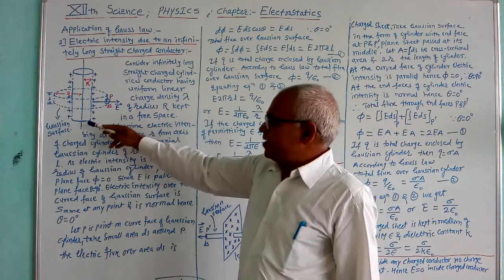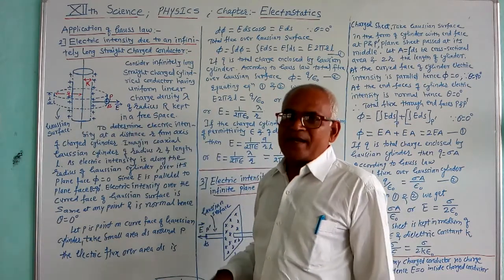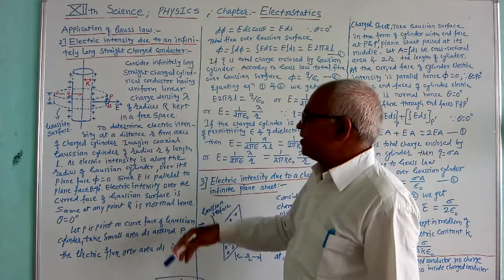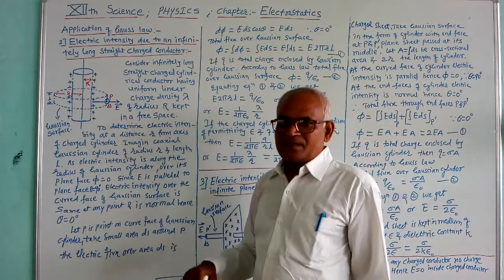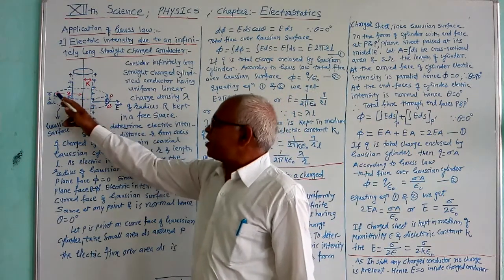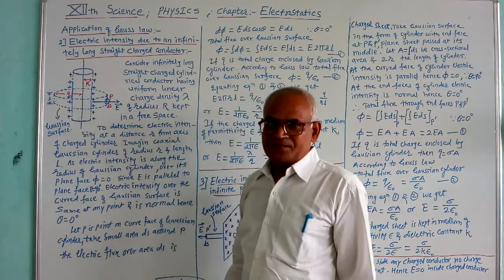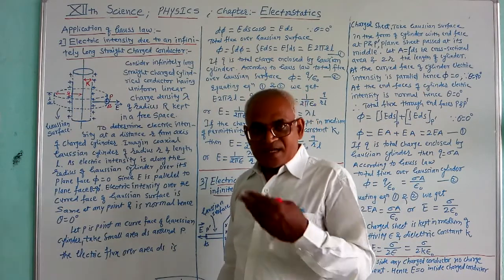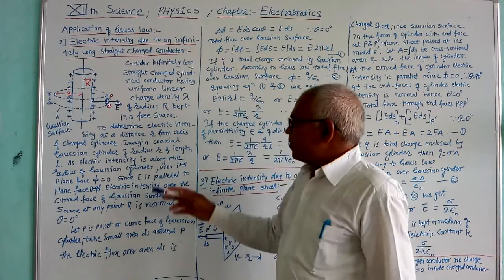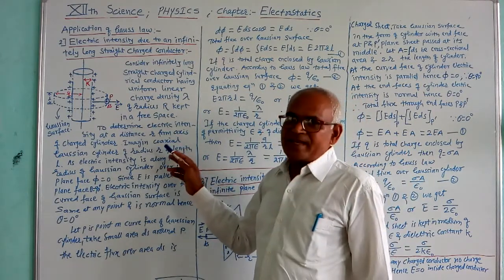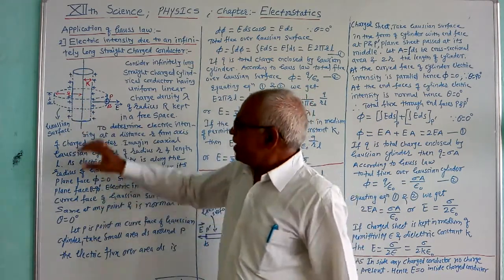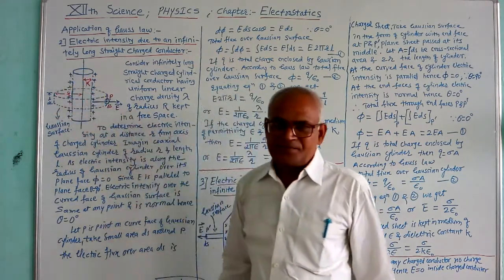Let us suppose that this charged cylinder is kept in free space, and so as to determine the electric intensity at a distance small r from the axis of this charged cylinder, let us consider a Gaussian cylinder, a coaxial Gaussian cylinder of radius small r and of length small l.